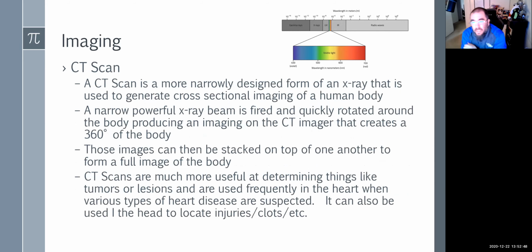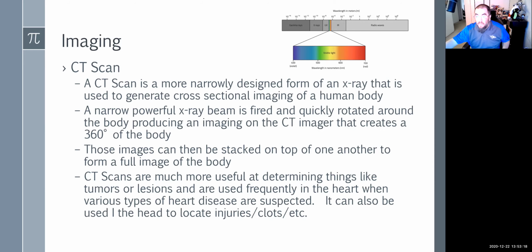So then we get into CTs, right? CTs is a more narrowly designed form of an X-ray, and it's used to generate cross-sectional imaging of the human body. A narrow, powerful X-ray beam is fired and then quickly rotated around the body, and the CT imager produces this 360 view of the body. Those images can then be stacked and can be used to create a full image of the body or the cavity that we're looking at.